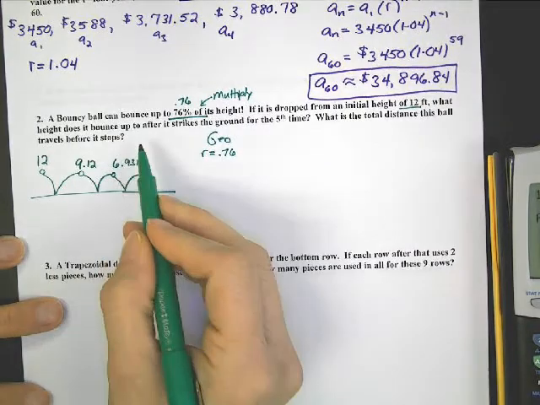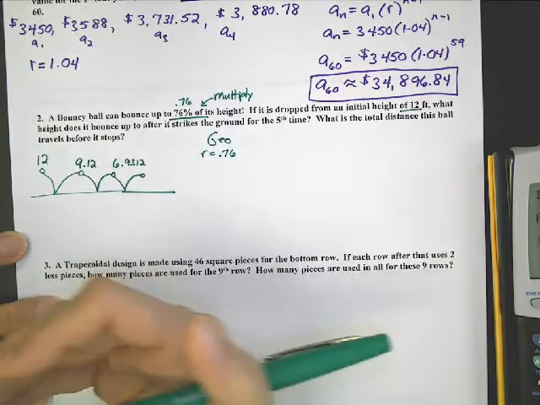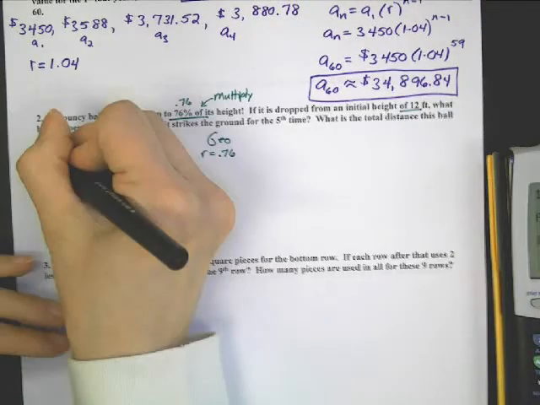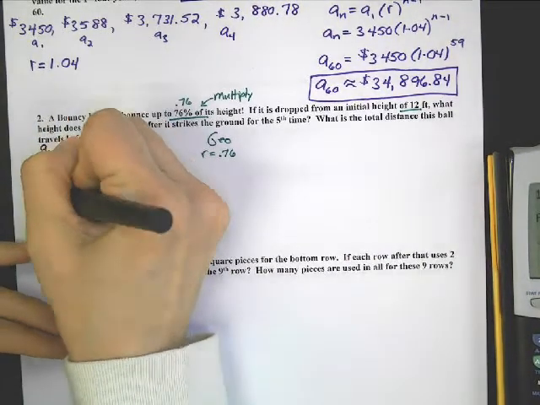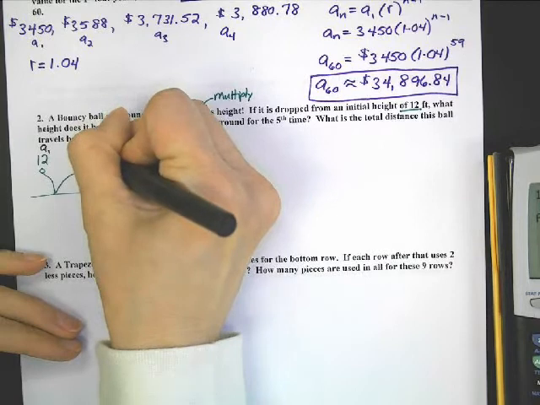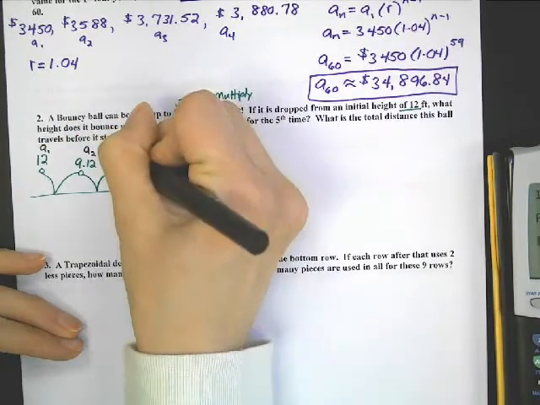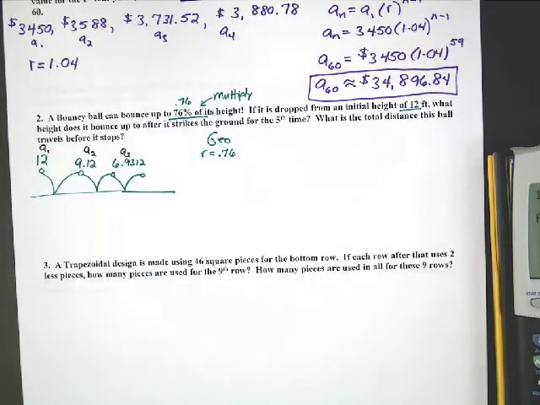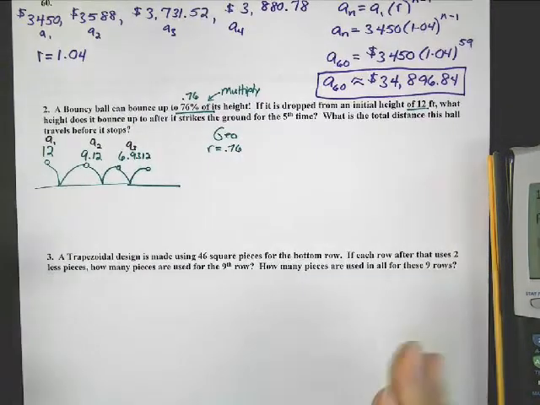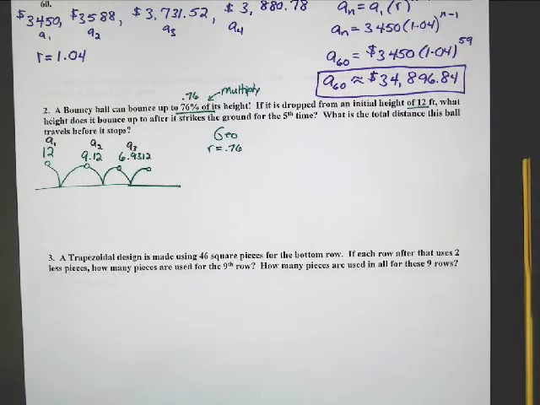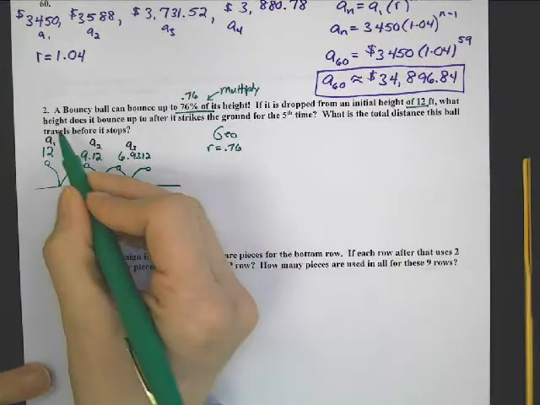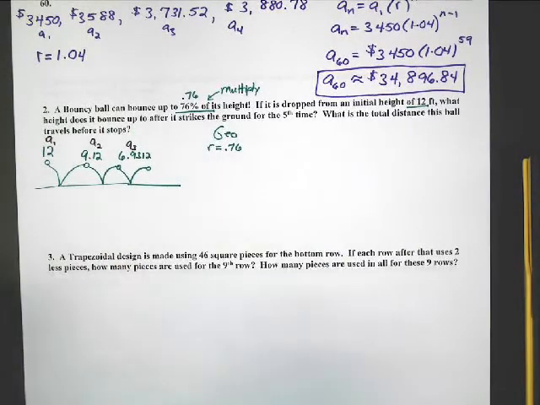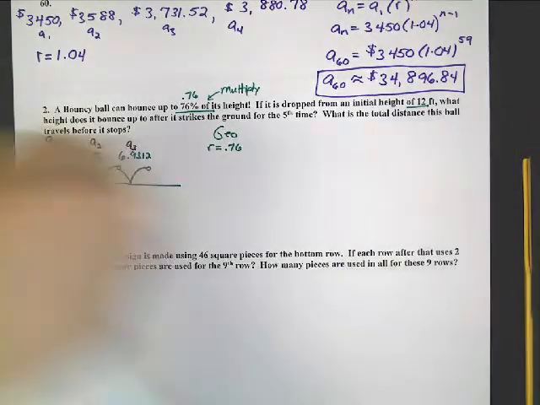Okay, let's see. I have to read the question carefully to see if I'm finding a term or a sum. When I look at my diagram, A1 represents this first height, and A2 is the second height that it reaches, and A3 is the third height. So that's what the A's mean. The A's, the terms, are the heights after each bounce.